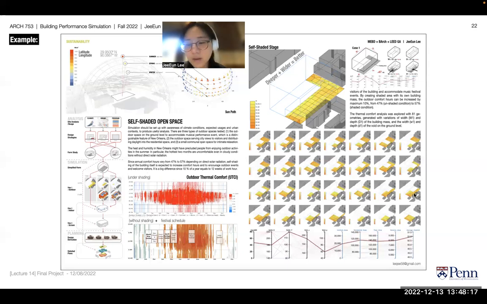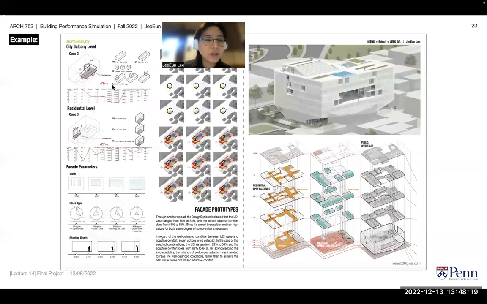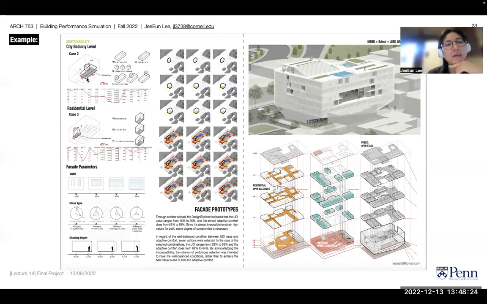Okay, let's go to the next page first. Here we did the second round for our city balcony level. We had a large balcony and then ran simulation. Here we had a vertical opening, so we also tried to manipulate the ratio and the locations. We found that this is better when this opening area is in the middle.